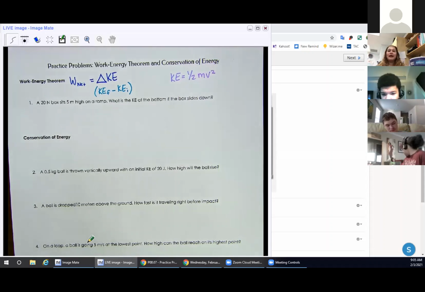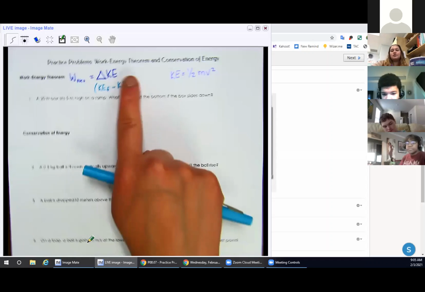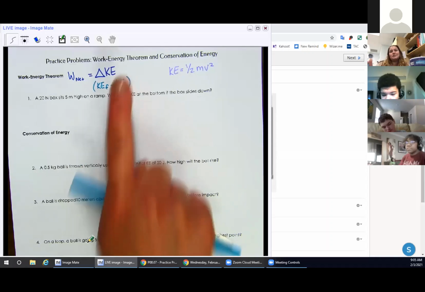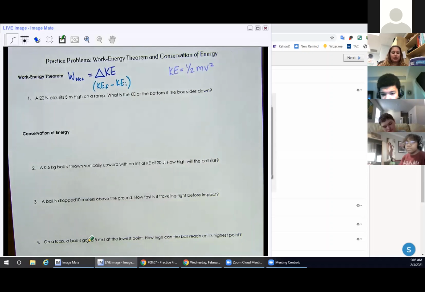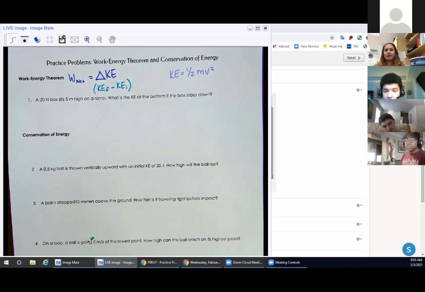We don't always have to have an initial kinetic energy. Sometimes an object's starting at rest. If it's starting at rest, then there's no need for this. So work can just be KE. Like in example 1, that's what it's going to end up being.